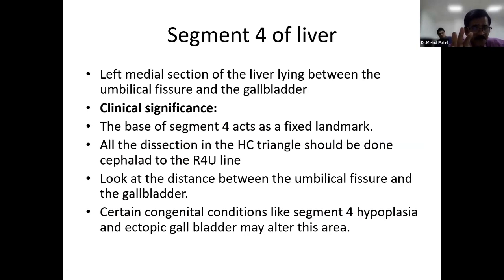Another important landmark for doing a safe lap cholecystectomy is segment 4 of the liver. This is the part of the left lobe, described as the medial section of the left lobe of the liver, lying between the umbilical fissure and the gallbladder. The base of segment 4 acts as a fixed landmark. As the dissection in the hepatocystic triangle should be done cephalad to this line, as you draw the line from Rouviere's sulcus to the base of segment 4 after the ligamentum teres, the line superior to this is a safe area for starting with dissection. However, there are some congenital conditions like segment 4 hypoplasia or atrophic gallbladder that may alter this area.